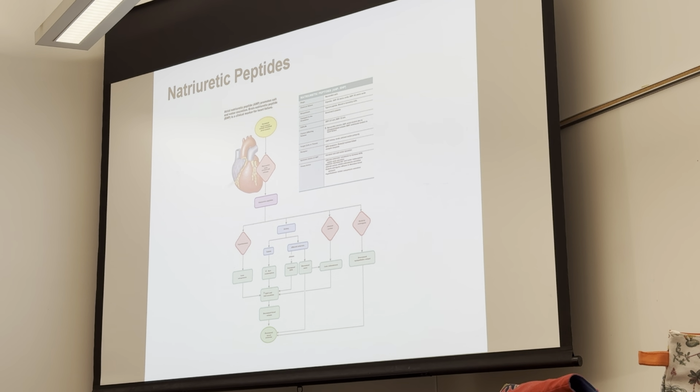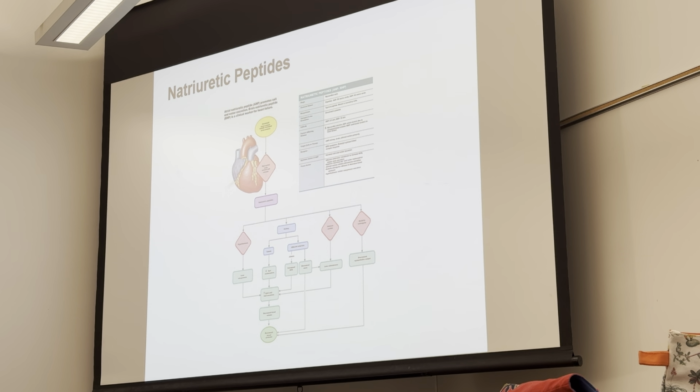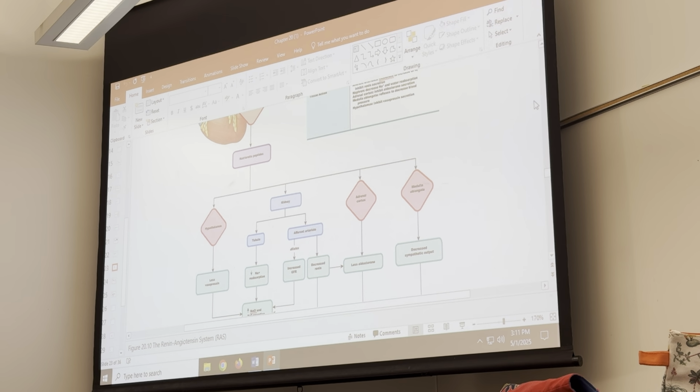Okay, natriuretic peptides. First discovered in the brain, and that's called brain natriuretic peptide, BNP, then discovered in the ventricles and atria. So now it's ANP, BNP, and now we even have CNP. The key thing to remember about the natriuretic peptides is that yes, they're produced in the brain, but they're also produced by the atria and by the ventricles.